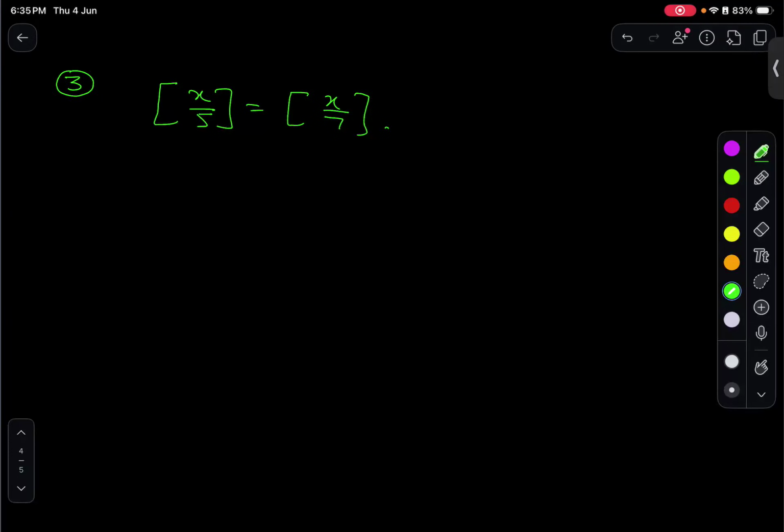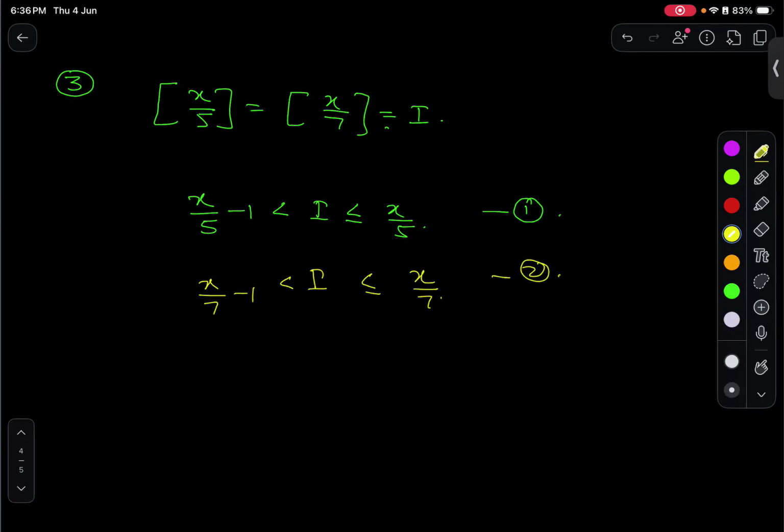So, this is a simple one. I guess you all are doing it like this only. This value, I'm supposing this is integer I. Nice, very good, beta. Perfect. So we know that this x by 5 is not an integer. So x by 5 minus 1 to x by 5 is the first, and the second is this I, which is nothing but x by 7 minus 1 to x by 7. This is the second. Okay.